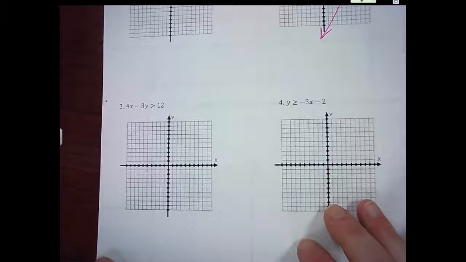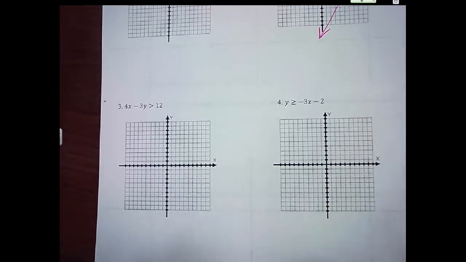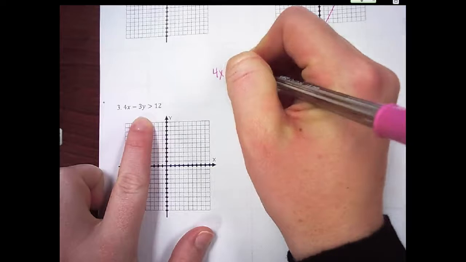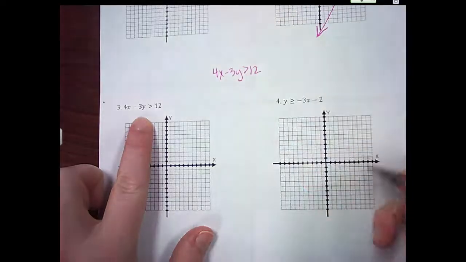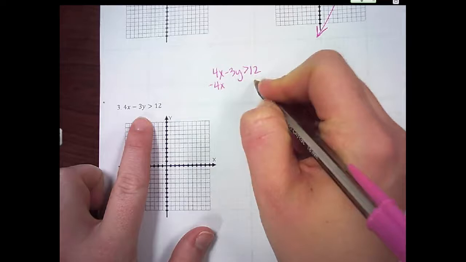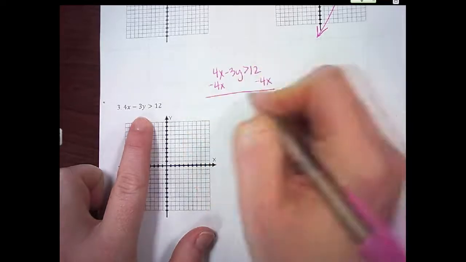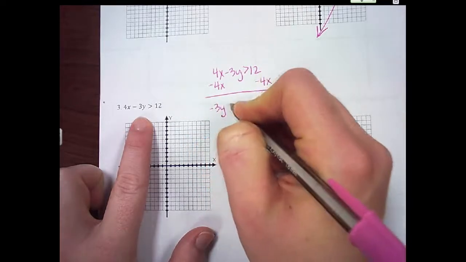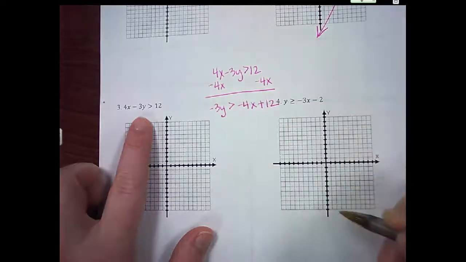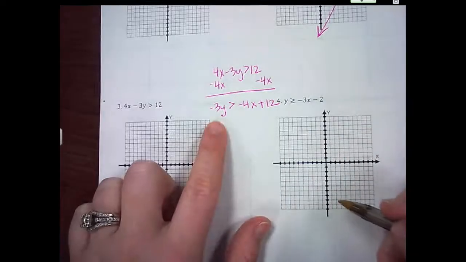Okay, inequalities. Remember, on inequalities, first you have to get the y by itself. So let's go ahead and get the y by itself on this one. I'm going to subtract over the 4x. So negative 3y is greater than negative 4x plus 12. Okay, I'm going to divide by the negative 3.